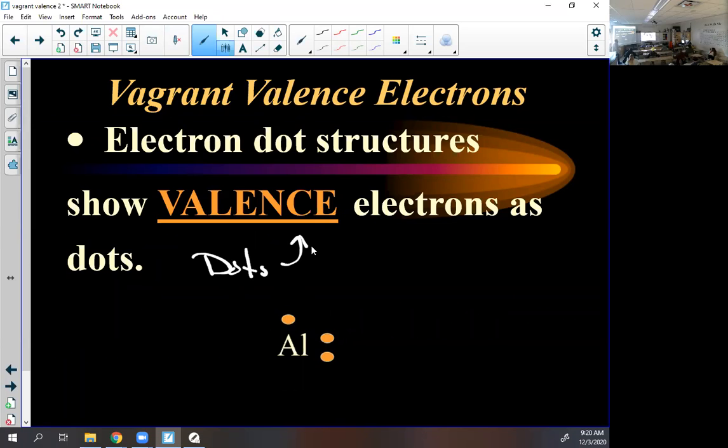Now, does anyone remember how we determined the number of dots? It was a pretty simple process. Who remembers? How? It's the family number. Fantastic job, Kennedy. It's the family number. So if the dots are equal to valence electrons, and dots are equal to family number, then family number must tell you the number of valence electrons. It's like A equals B, B equals C, so A must equal C.